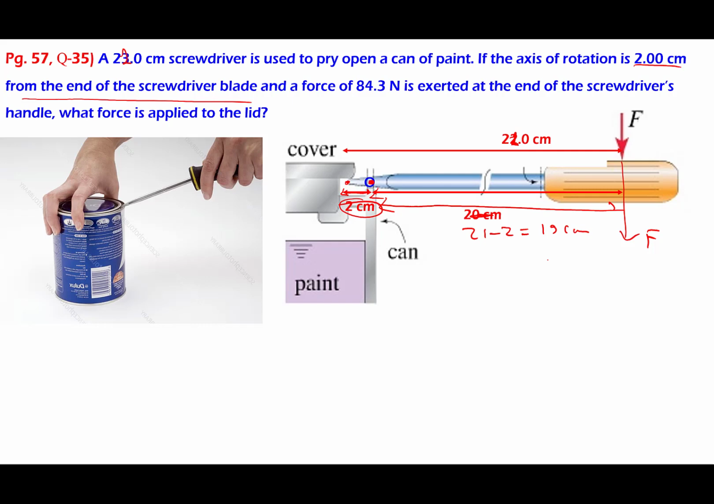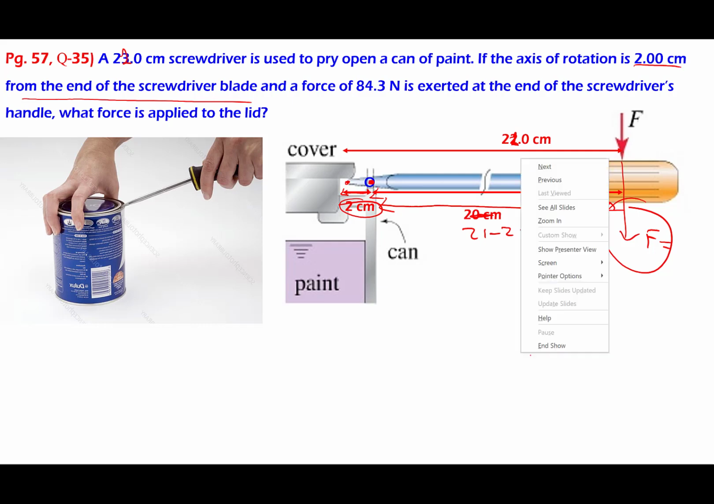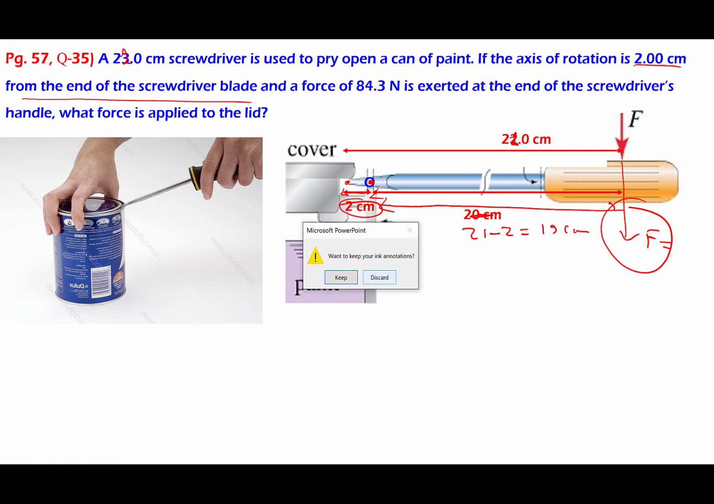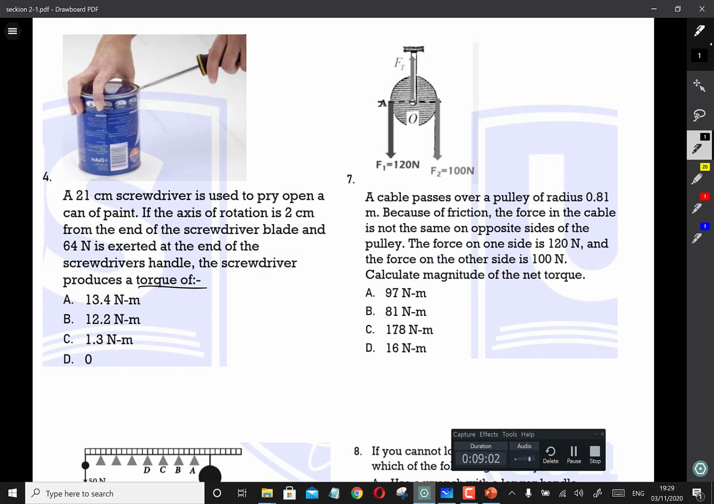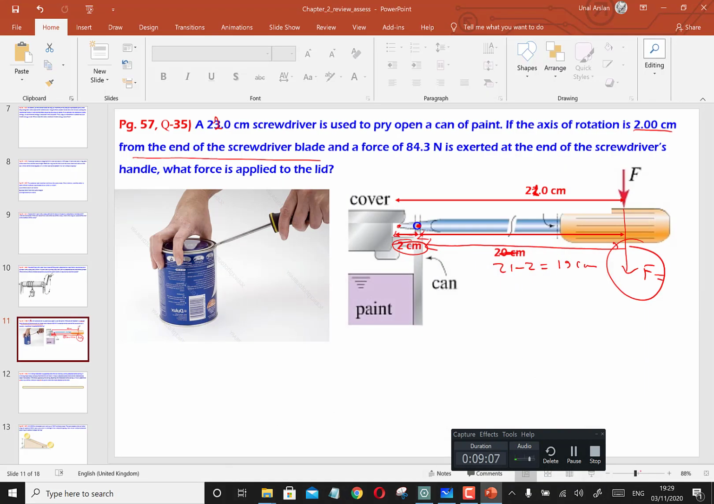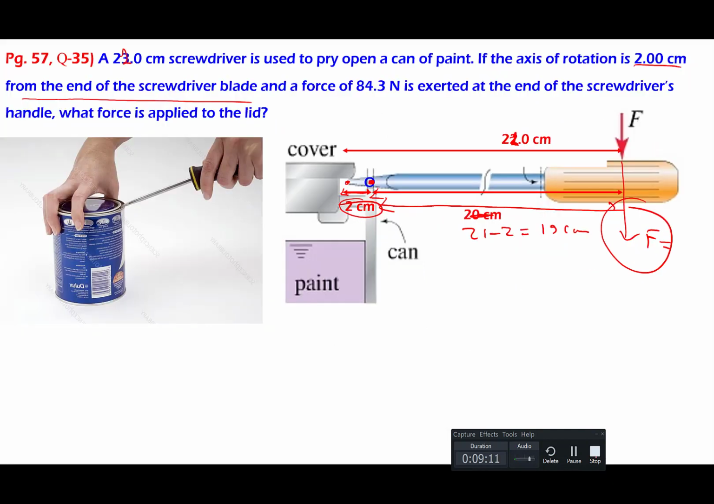So then, according to that, if the question is about calculating the torque of this force, the force is also given in the problem. Let's check how much the force is given. Yeah, force is 64 Newton. So if the force is 64 Newton, let's record it. 64 Newton. Calculate the torque.